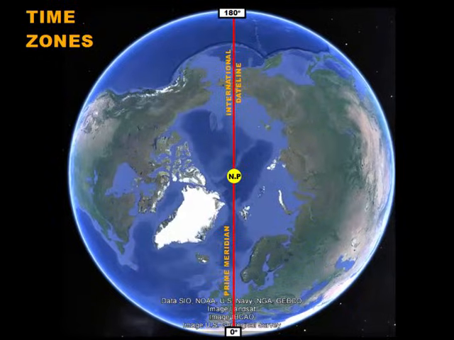Now here I have a picture of the Earth, and this is a bird's eye view. So imagine you're floating in space above the Earth and you're looking straight down at the North Pole. We have our two major longitude lines. We have our prime meridian located at 0 degrees. Remember, the prime meridian is the starting point of all longitude, which is why it's at 0. And then we have our international date line, which is at 180 degrees.